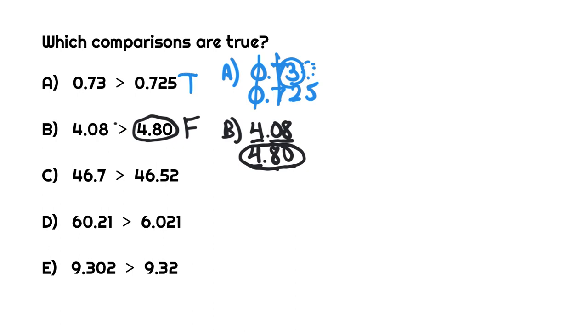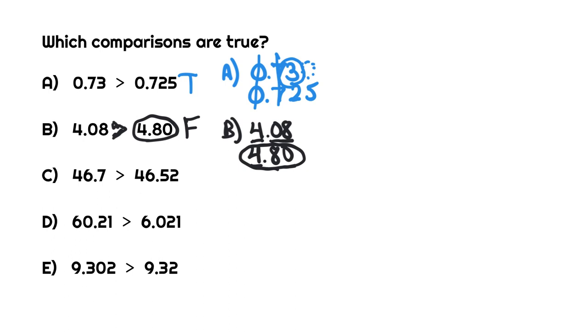Remember, the symbol should open towards the bigger number. If you want to think of it as an alligator mouth that is eating the bigger number, alligators don't go on diets. They want the bigger number always. All of these are greater than signs, and so it's saying that the first number is greater than the second.